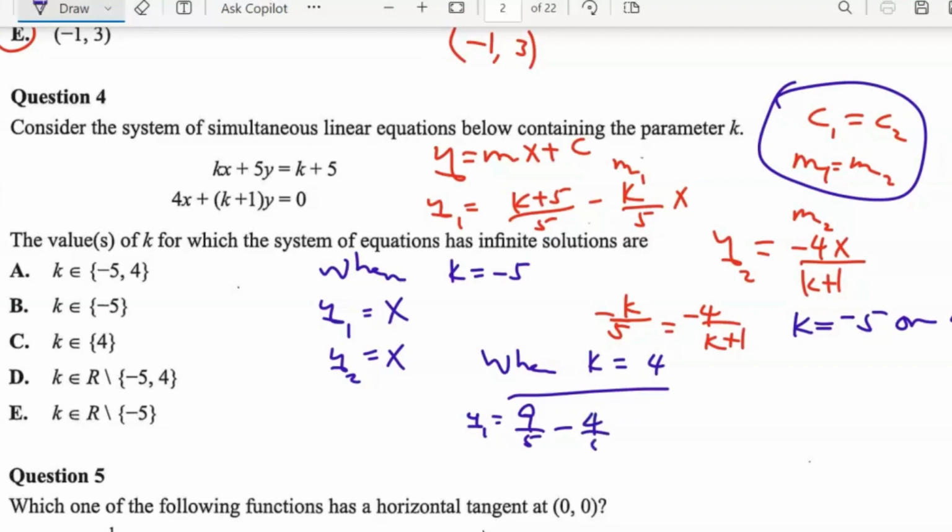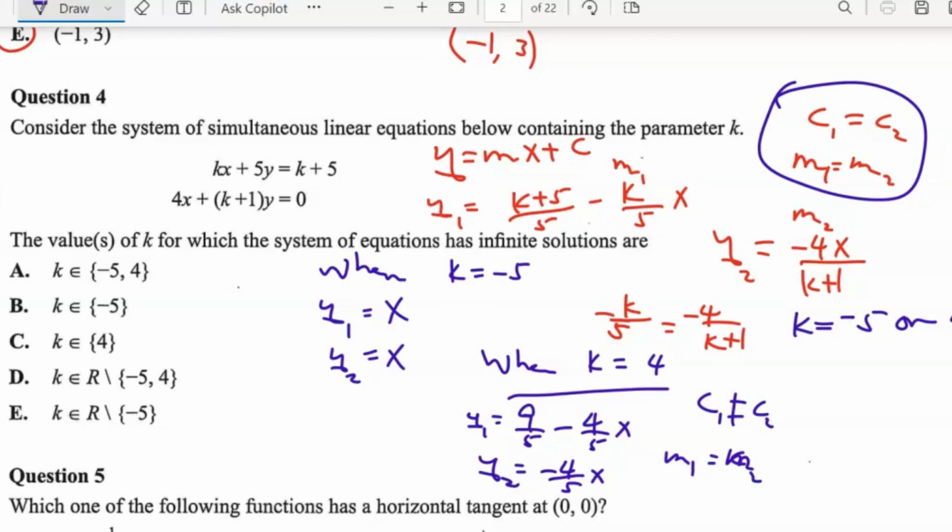4 over 5, x. So my y2, do the same thing again. If I put 4 there, it's going to give me negative 5, negative 4 over 5. Well, the m's are the same. m1 equals m2, but c1 does not equal c2. So this is no solution.